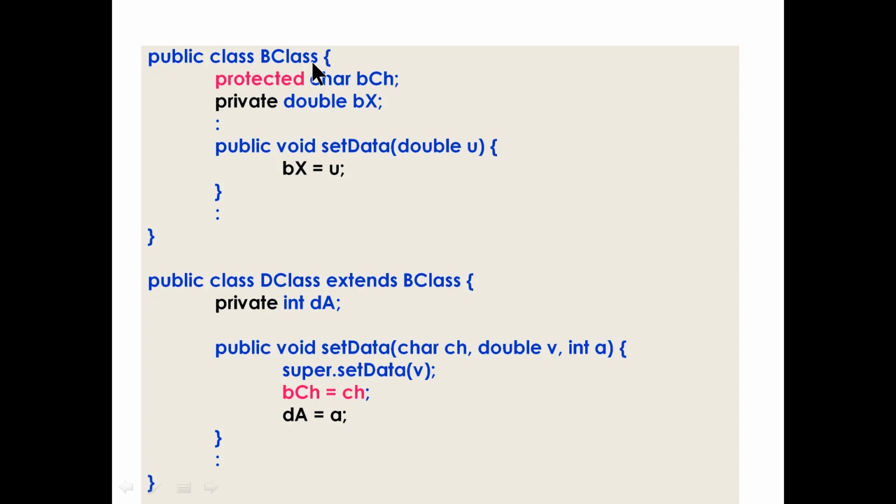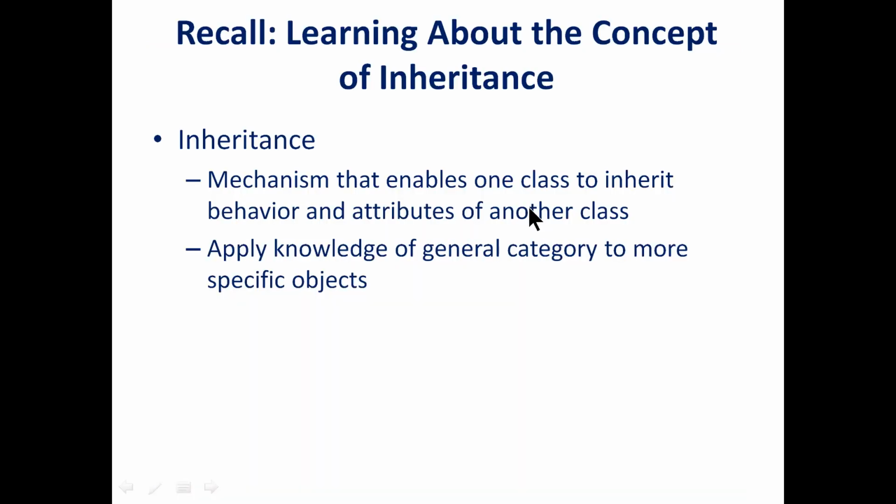You do understand that this data member bch is automatically coming into the child, so you can say bch is equal to ch. Why can I write this? Because bch is also with me, since I declared it protected. So this data member I can initialize directly.